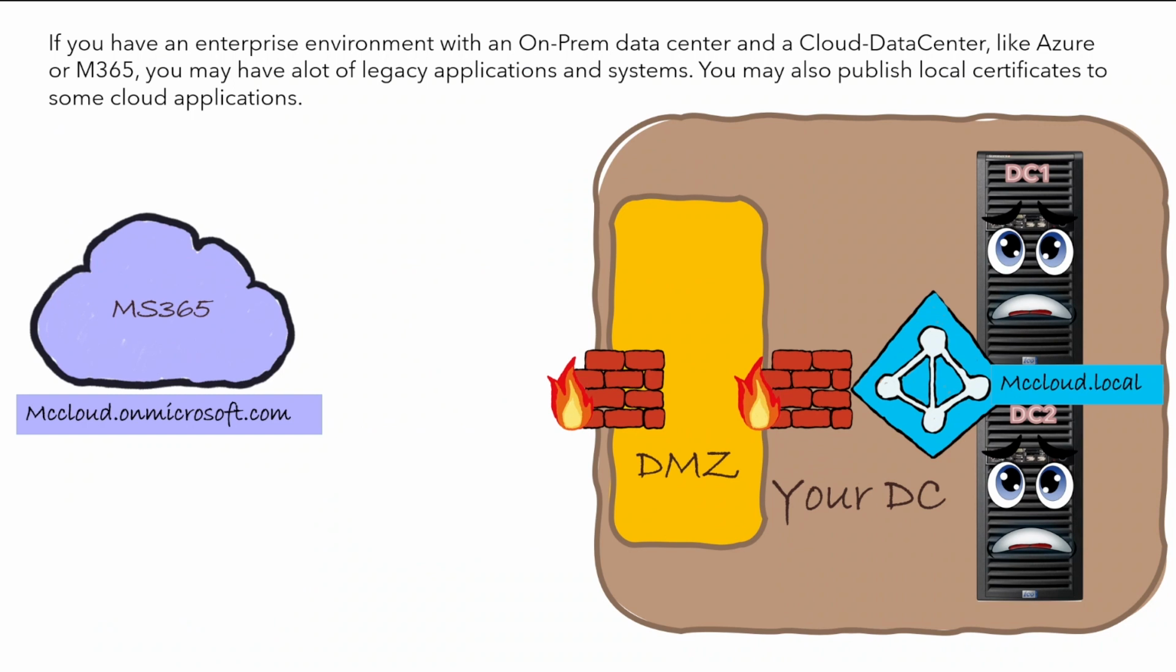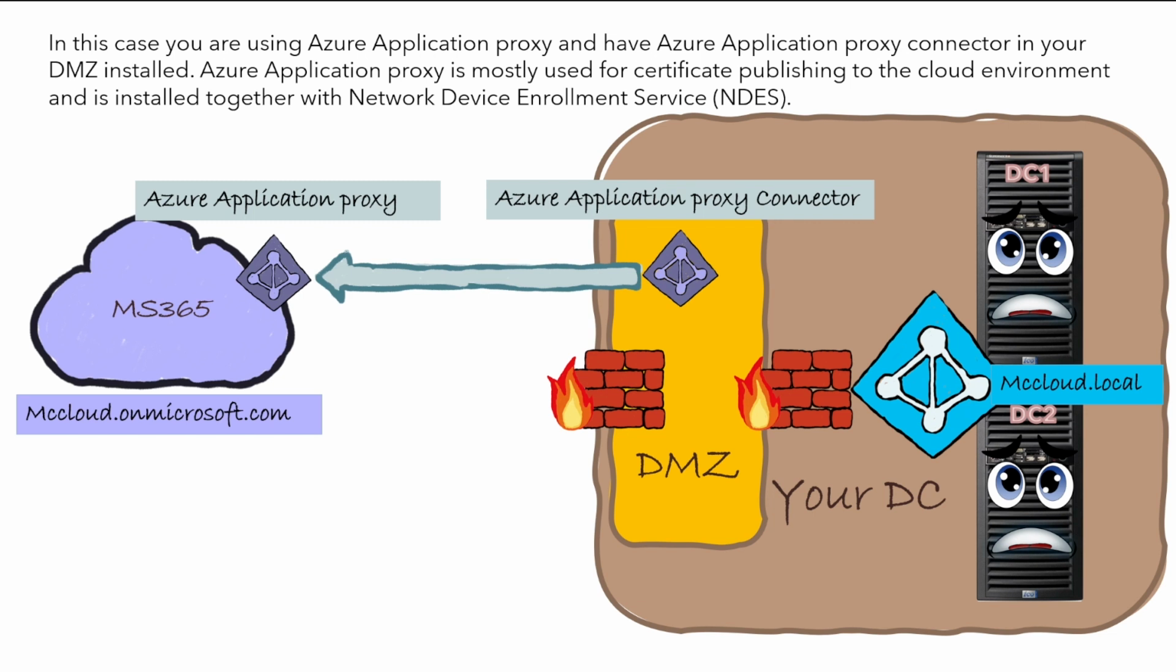If you have an enterprise environment with an on-prem data center and a cloud data center, like Azure or M365, you may have a lot of legacy applications and systems. You may also publish local certificates to some cloud applications. In this case, you are using Azure Application Proxy and have Azure Application Proxy Connector in your DMZ installed.